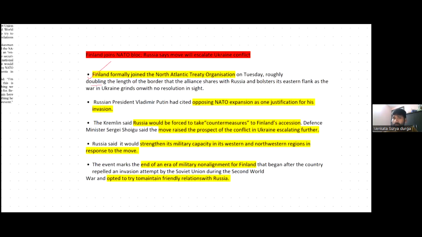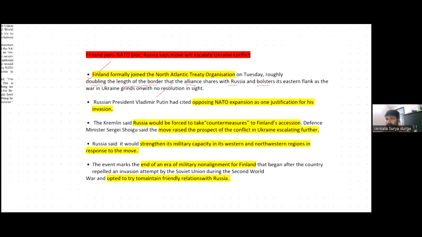This roughly doubles the border, because just as Ukraine shares a border with Russia, Finland also shares its border with Russia. Now, the number of NATO countries sharing a border with Russia has further increased. The length of the border that NATO allies share with Russia has doubled, and it also bolsters its eastern flank as the war in Ukraine grinds on with no resolution.